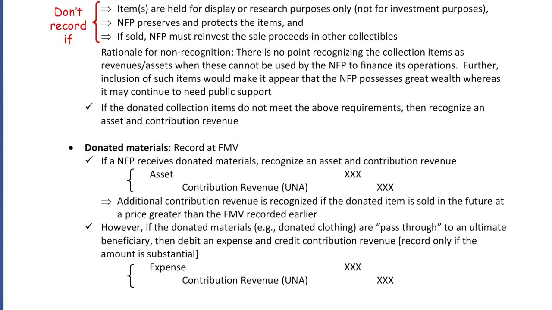The next sub-bullet, highlight donated materials which are recorded at fair value. Where on the debit side, you have underlined asset and the credit is to underlined contribution revenue. However, if the donated materials are highlighted passed through to an ultimate beneficiary, then the debit is to underlined expense and the credit is to underlined contribution revenue. And this is recorded only if the amount is substantial.